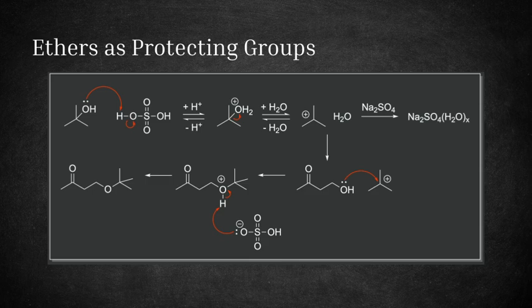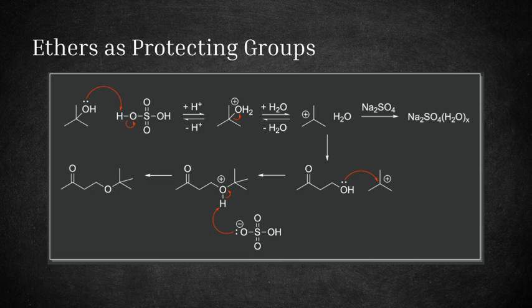However, as long as water is present, the reaction exists in equilibrium and is easily reversible because water, although a poor nucleophile, can attack the carbocation, reforming the tertiary oxonium ion. To drive the reaction forward, the water must be removed. This is achieved by adding sodium sulfate, Na2SO4, a drying agent that absorbs water and forms a hydrated complex with the formula Na2SO4·xH2O, where x represents the number of water molecules. Once the water is removed, the tertiary carbocation remains as a highly electrophilic intermediate.